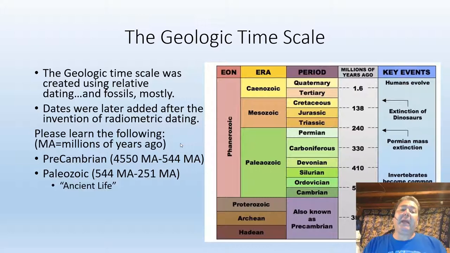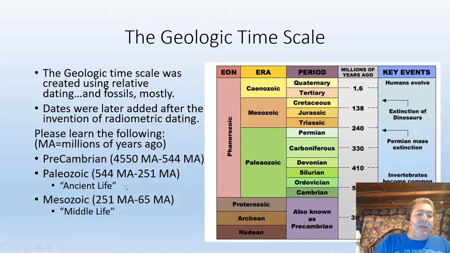After that, we have the Paleozoic. Paleo means old, zoic means life. This means ancient life, and this part goes from 544 million years all the way to 251 million. After that, we have the Mesozoic. Meso means middle, so we have middle life. The Mesozoic goes from 251 million years to 65 million years ago.